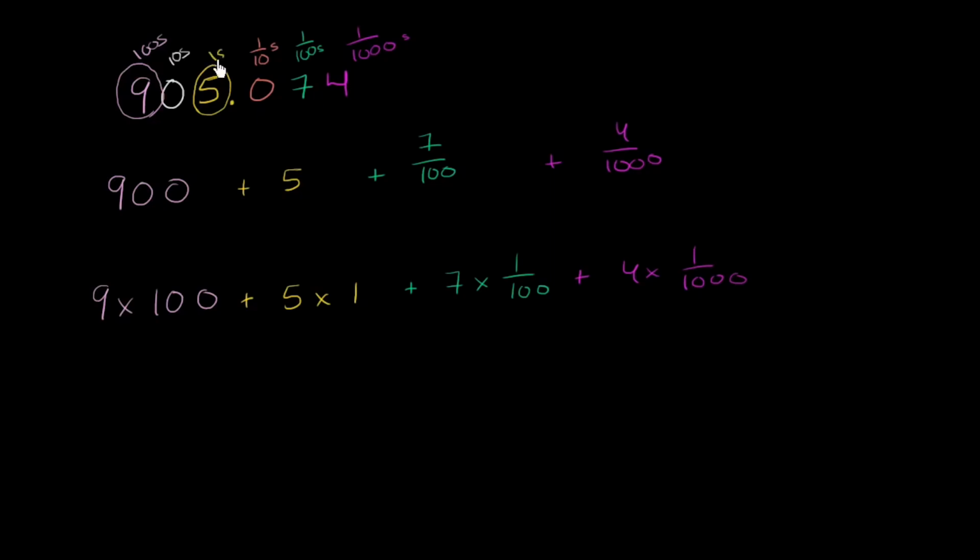Then you have your ones place. You have 5 ones. Then you have 0 tenths, so I didn't write that down. Then you have 7 hundredths. And then you have 4 thousandths. And we are done. We've written this out, really just understanding what this number represents. What we're going to do in this video is explore place value involving decimals.